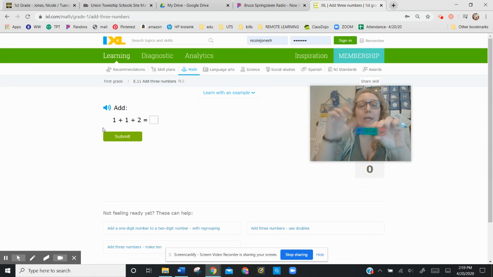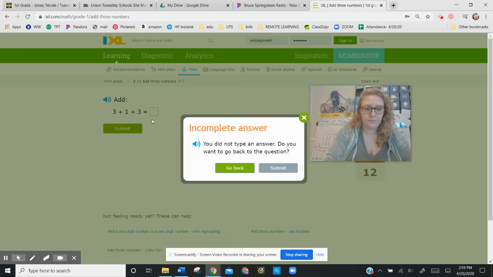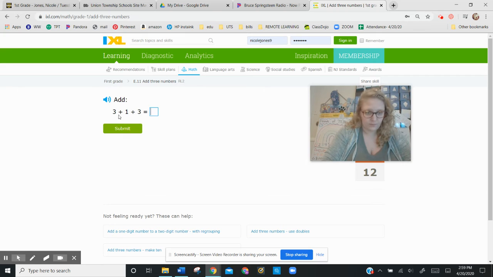So 1 plus 1, I know in my head that's a double. That's one of our strategies that I'm trying to talk with you this week about. 1 plus 1 is 2, so I already know that side is 2, but I have 2 more to add. So I have my 1 plus 1 equals 2 right here, and then I have my 2 left over. So really now I'm looking not just 1 plus 1 plus 2, but now I'm looking at 2 plus 2, which we know is 4. So I'm going to type that in, and we're going to do another example.